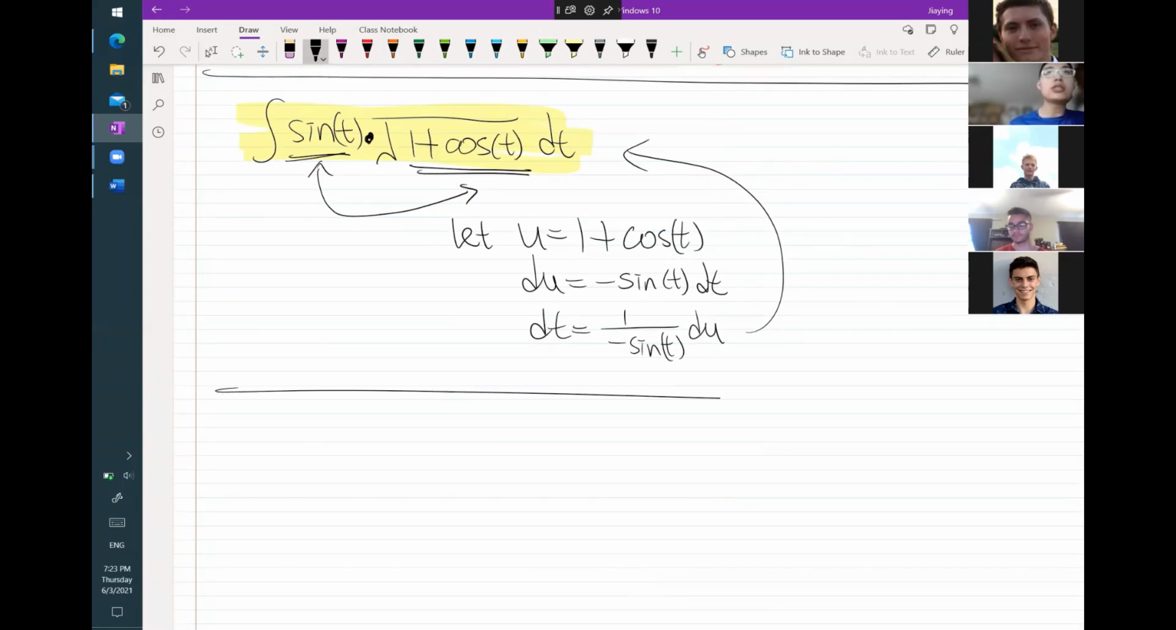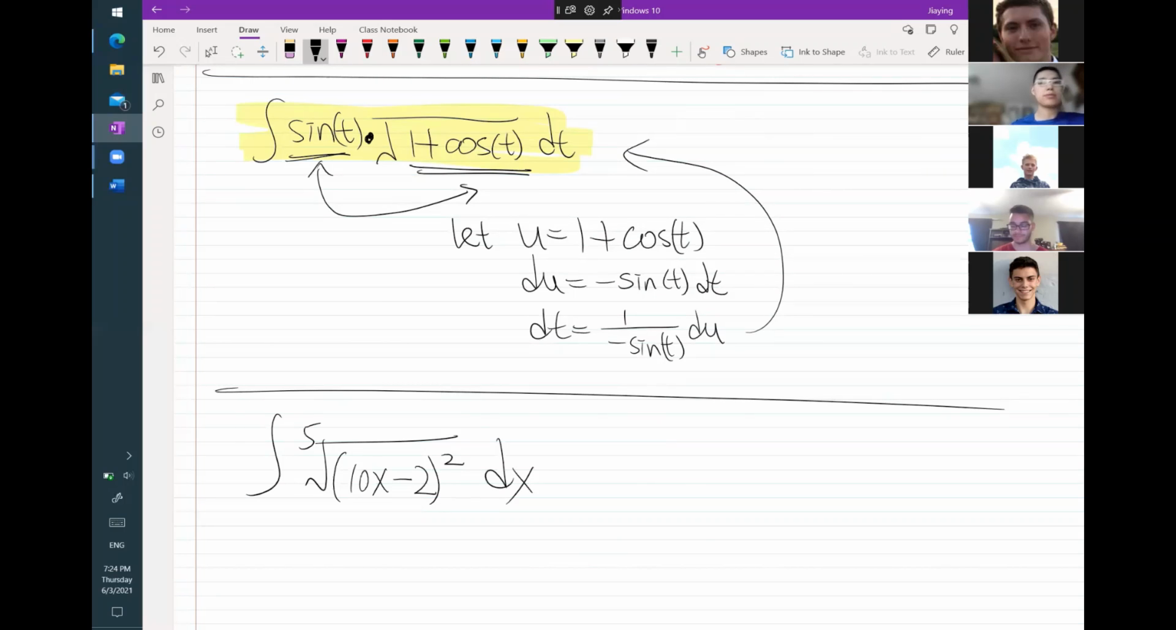A similar question would be, let's say you're integrating the fifth root of, let's just see, you have 10x minus 2 squared dx. Okay, so I give you this example. Think about it. Let me finish the previous problem.